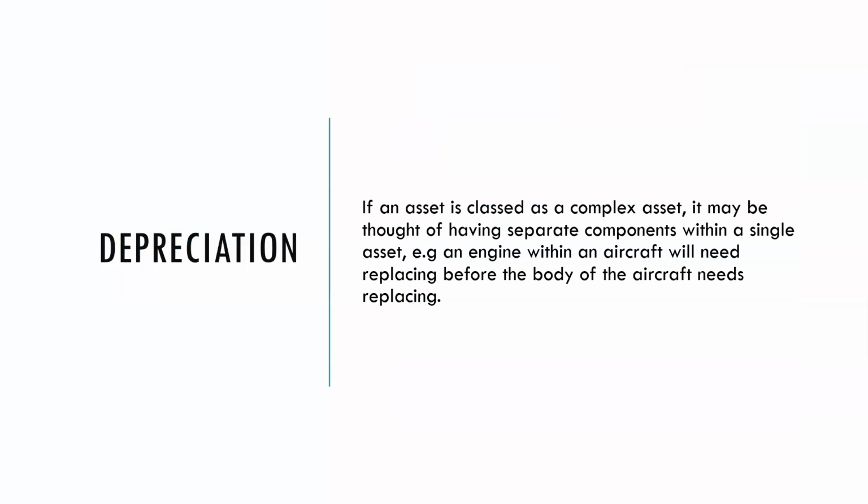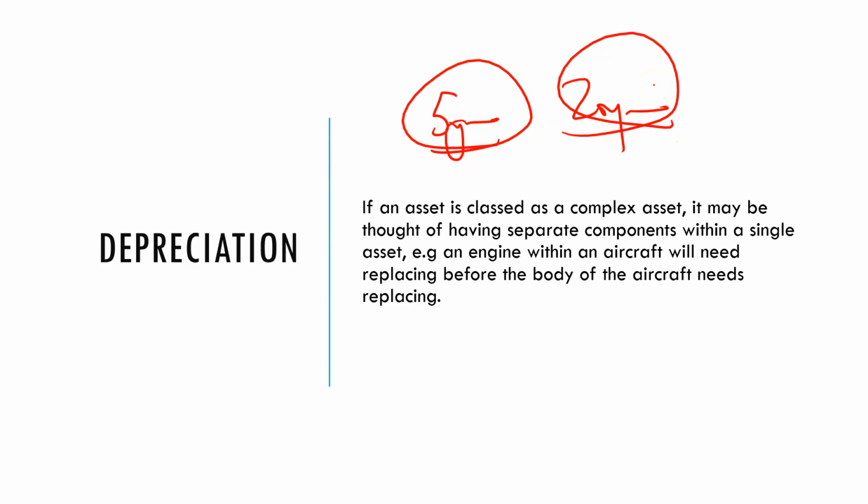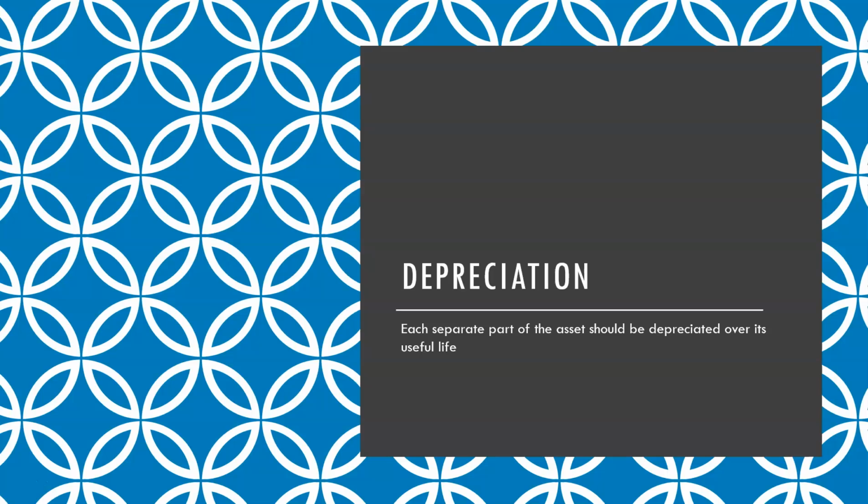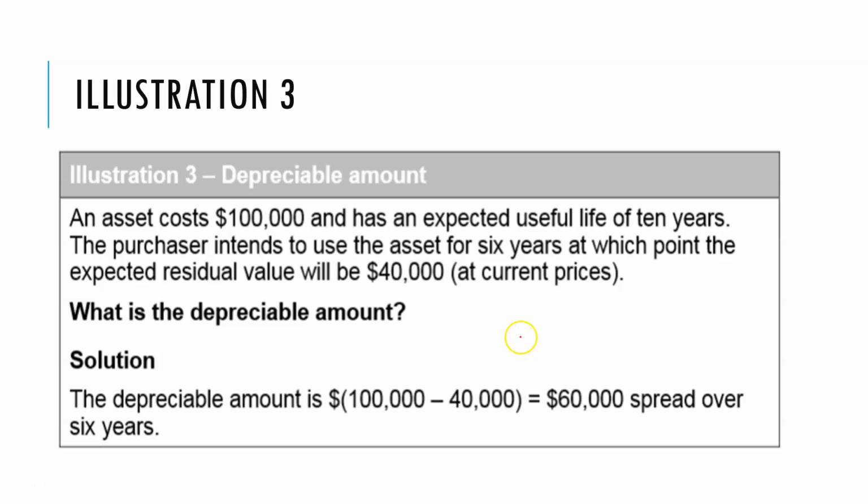So typically, like I think I've highlighted before, if an asset is classed as a complex asset, it has several parts. I gave the example of an airplane. So some parts of the airplane will last for 20 years, and some will last for 5 years, and whatever it is, we want to make sure we're dealing with the parts separately. Again, like I said here, each separate part of the depreciation should be depreciated over its useful life.